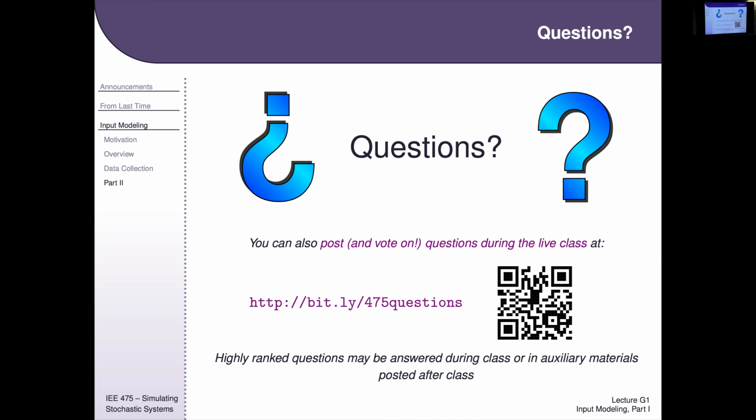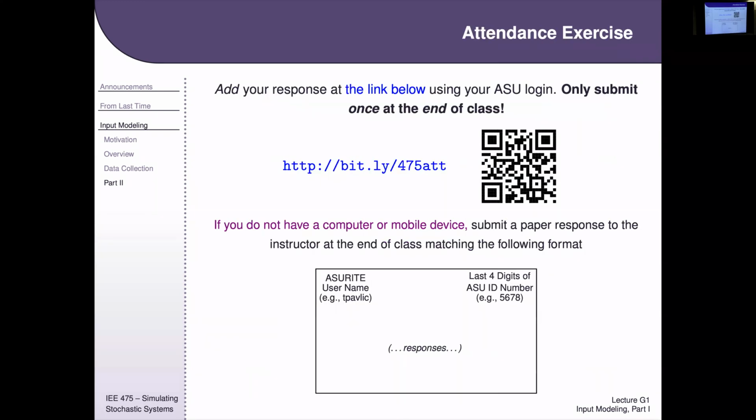Okay. In that case, let's do the attendance question for today. And just putting the URL online. And so the question I have today here is, what is a continuous distribution whose mean is the same as its standard deviation?